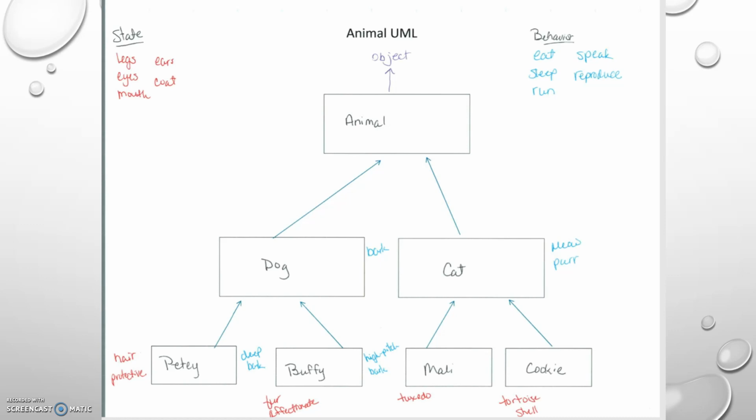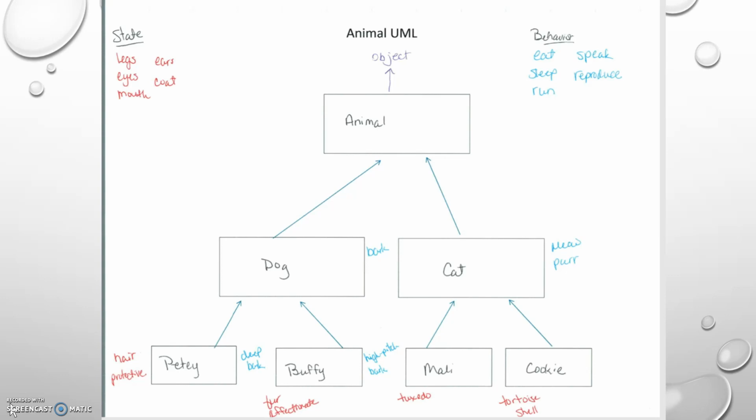So for our animal class, my students and I came up with a few states. We said that most animals have legs. Most animals have eyes. Most animals have a mouth. Most animals have ears, and most animals have a coat. When you think about behaviors, we said that most animals eat, most sleep, most run, most speak, and most reproduce. All of these states and behaviors will be inherited by the subclasses.